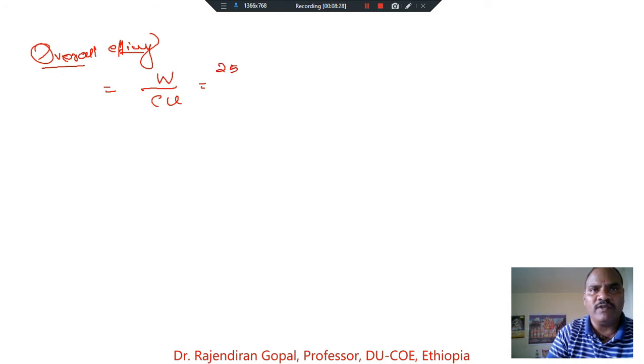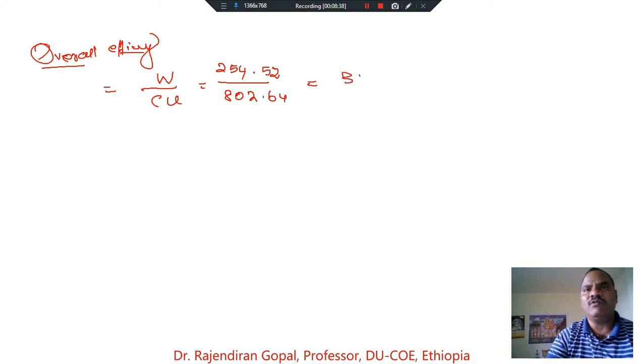Now the overall efficiency is equal to the work output divided by heat supplied. We know that this work output is in terms of kilomole, so the work output is equal to 254.52 over the calorific value. Already we assumed 802.64. It will be producing 31.71%. So the second part is over.